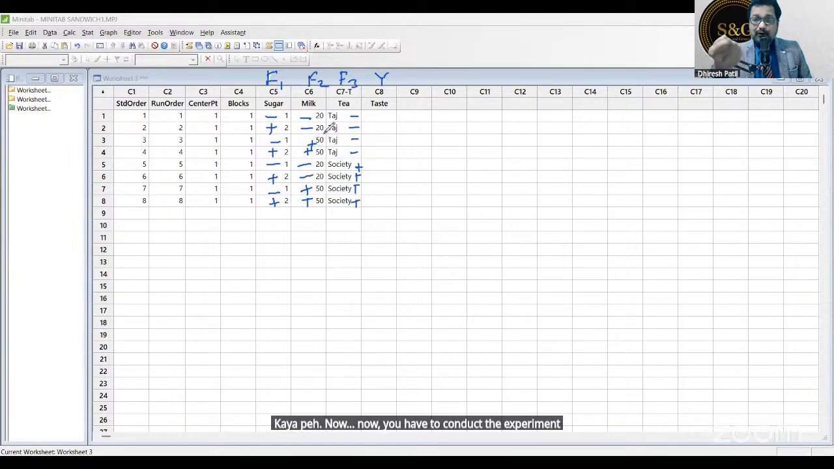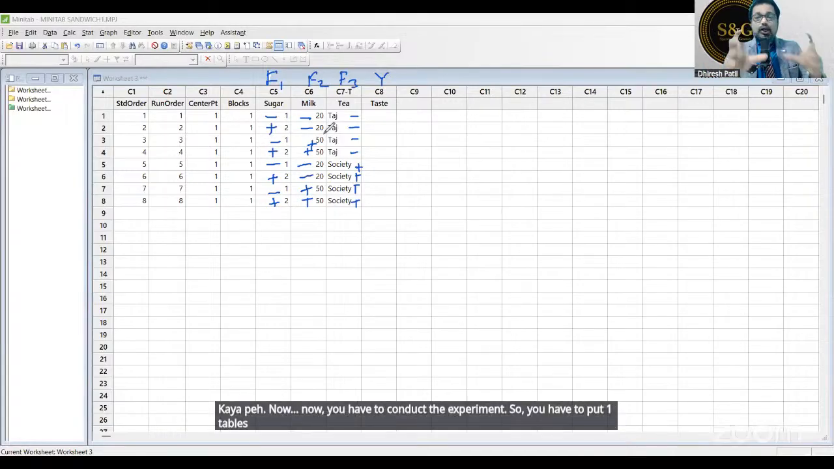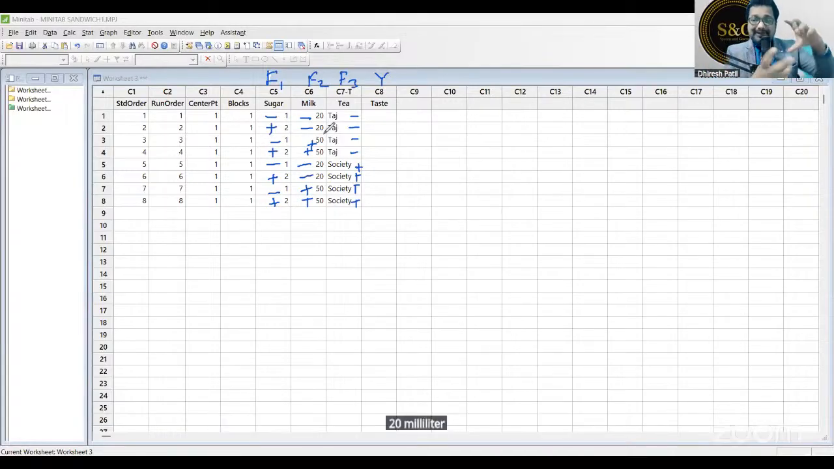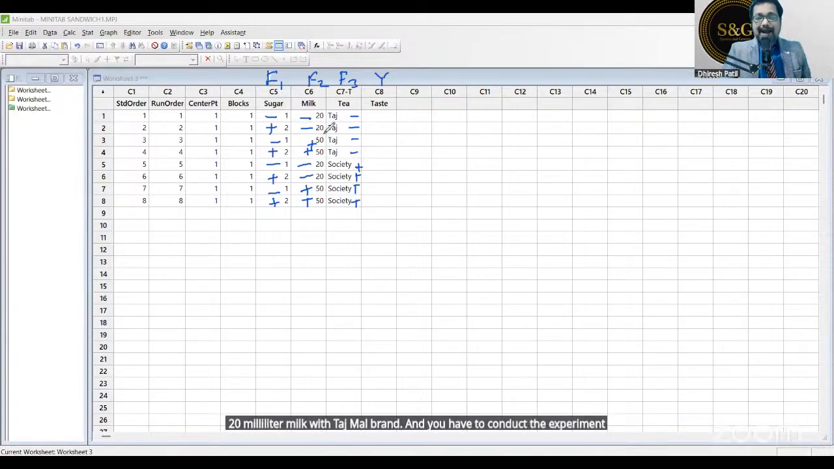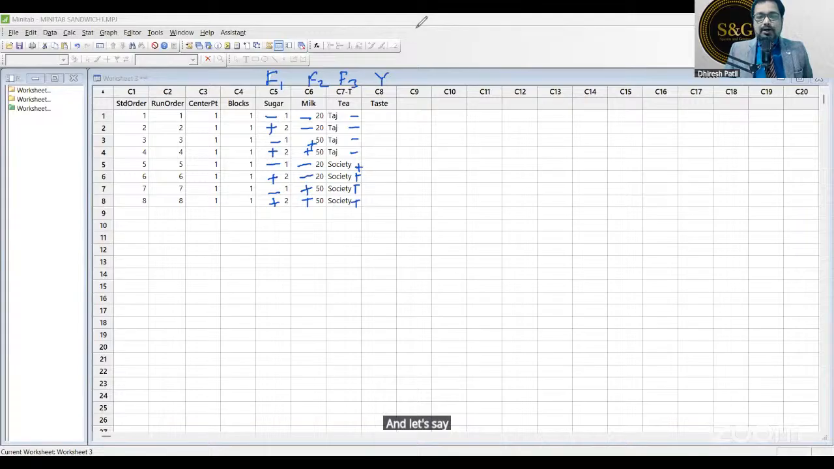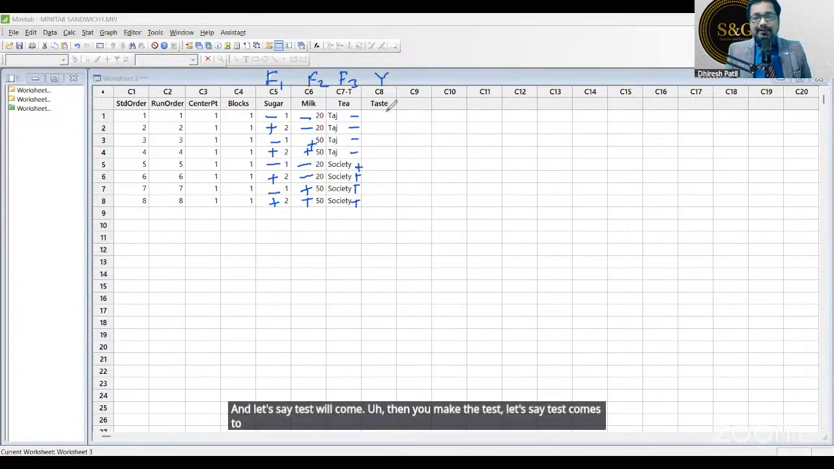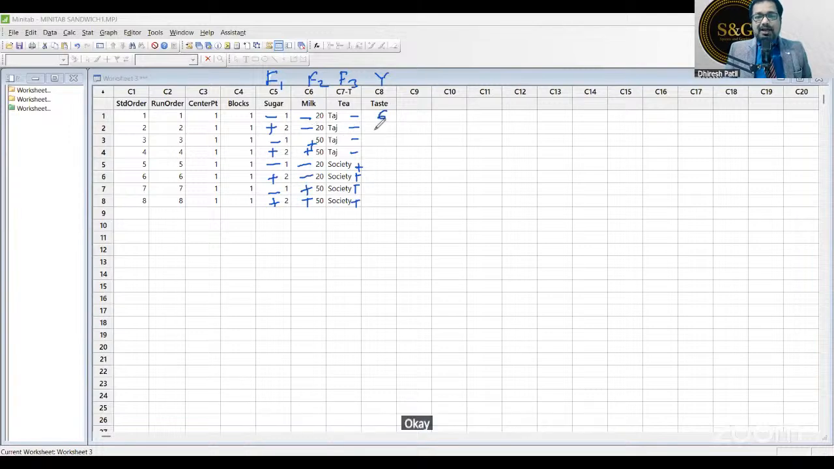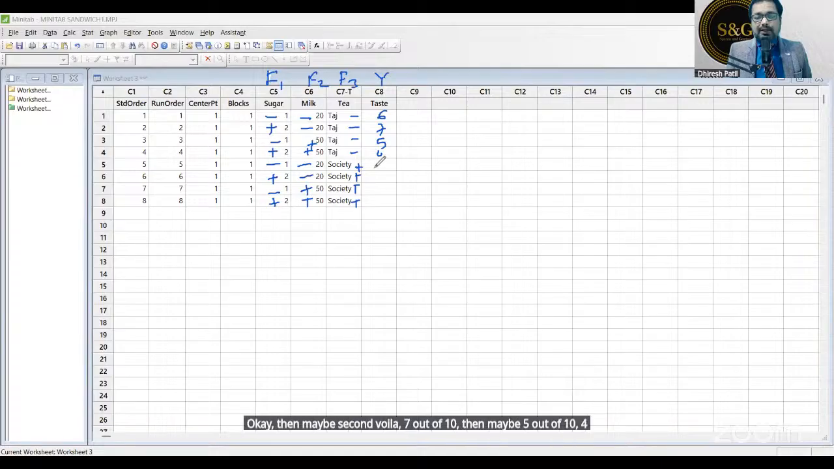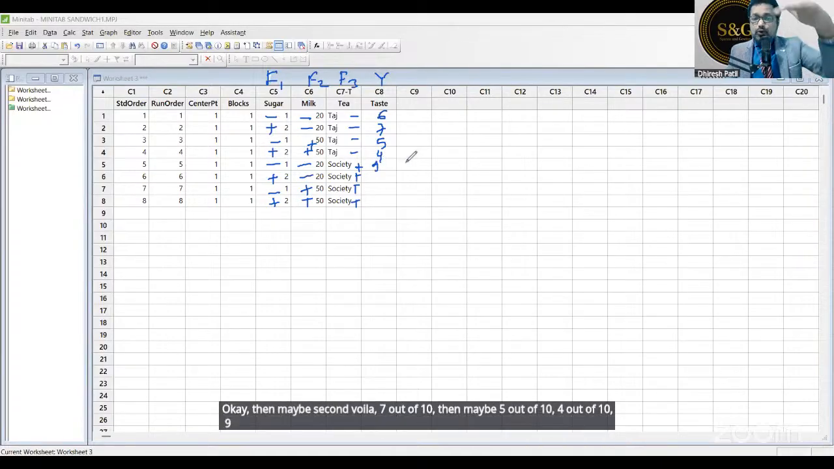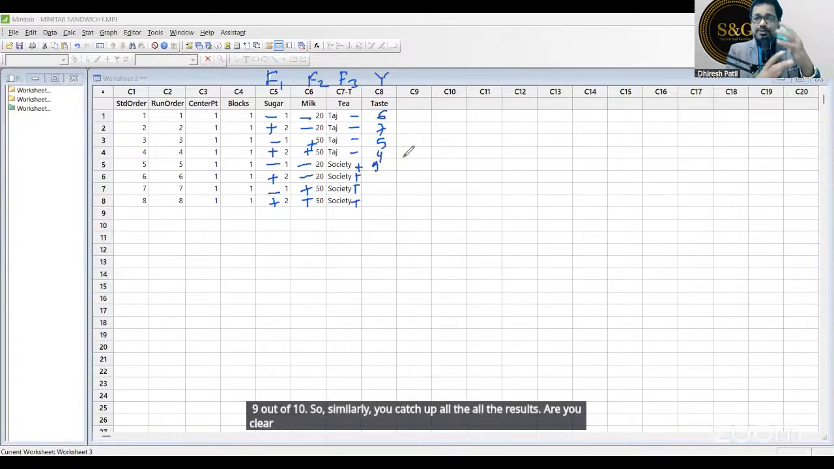So you have to put 1 tablespoon sugar, 20 milliliter milk with Taj Mahal brand, and you have to conduct the experiment. And let's say test will come. Then you make the test. Let's say test comes to 6 out of 10. Okay. Then maybe the second one 7 out of 10. Then maybe 5 out of 10, 4 out of 10, 9 out of 10. So similarly, you collect all the results. Are you clear? This is how the experiments are done.